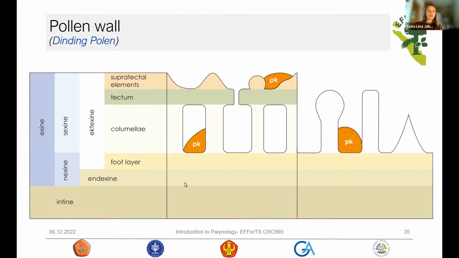And then, of course, we have the inner wall, which is the intine. And this is interesting also in terms of how the exine and the intine move together. So how the exine is bigger, maybe, or smaller than the intine can give us indications again about identification. So this causes a lot of diversity in pollen.